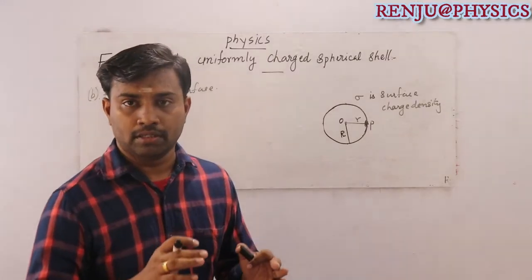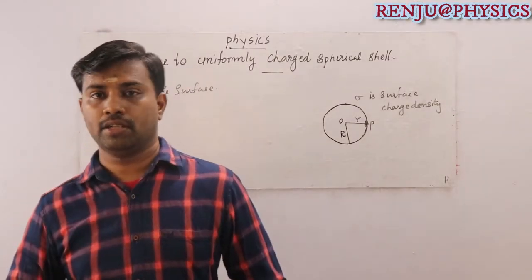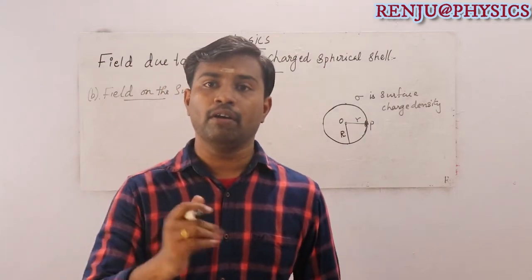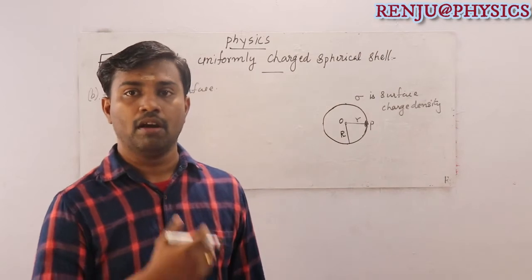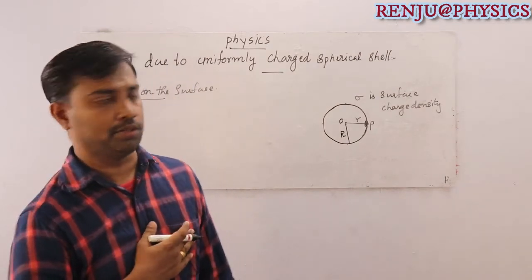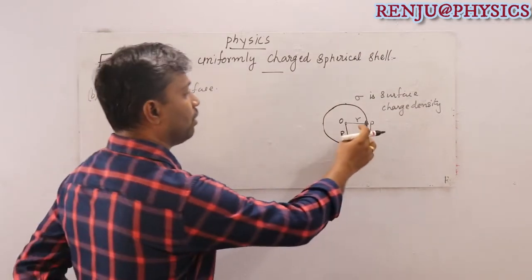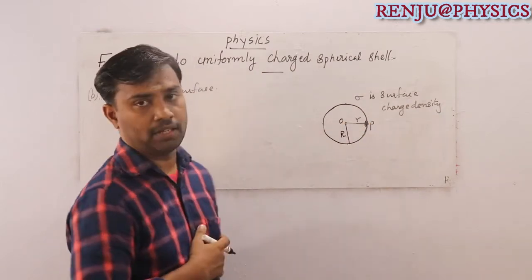So now we are discussing the second case. We are considering the point on the surface of a spherical shell. That means we are finding the electric field on the surface of a spherical shell. So here we consider the point on the surface of a spherical shell.